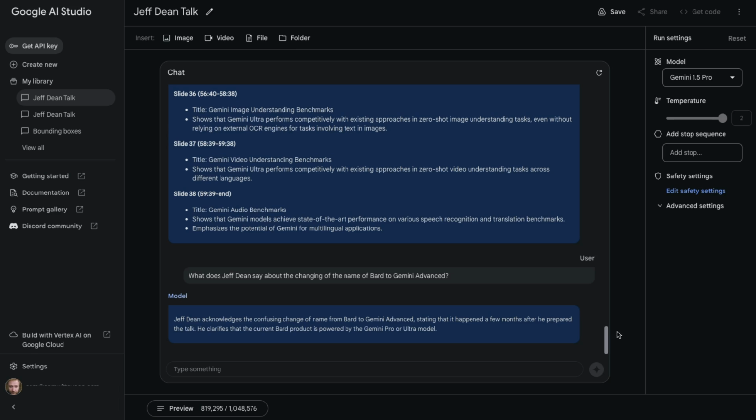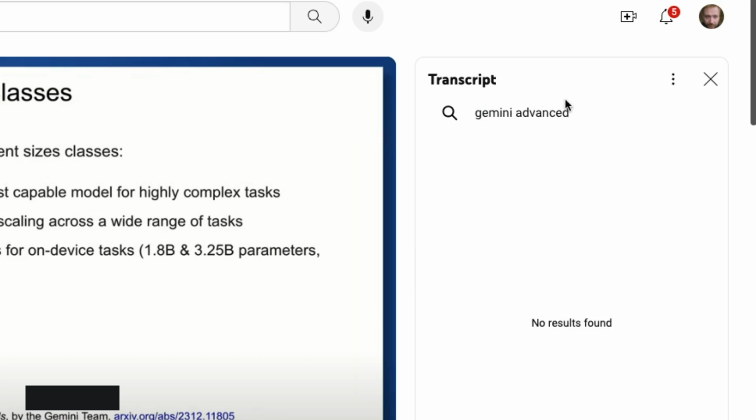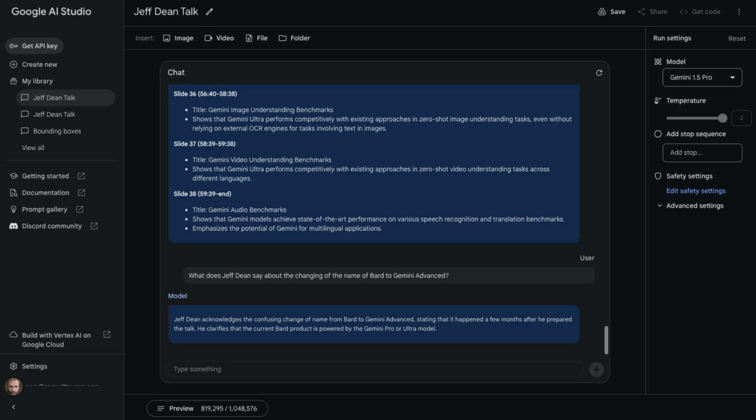So this idea of the name change, if we come over into the transcript and do a search for Gemini Advanced, we're not even trying to find this in the YouTube transcript. It's really quite difficult. So it just shows using the transcript along with the video, where we're extracting the slides and the text of what he actually said, we're able to get a very strong way of querying videos, extracting information, and trying different things out. I'm conscious of time, so I think I'll leave it there with this.